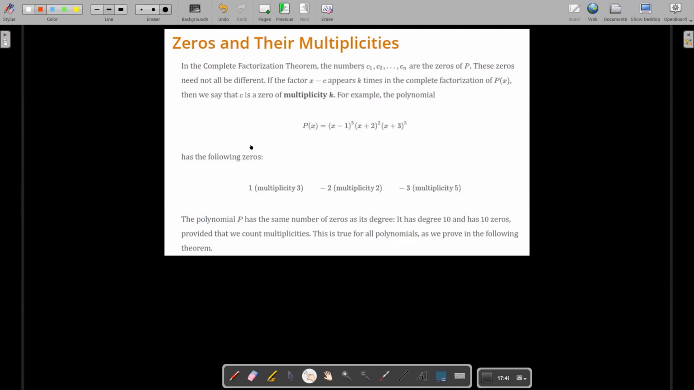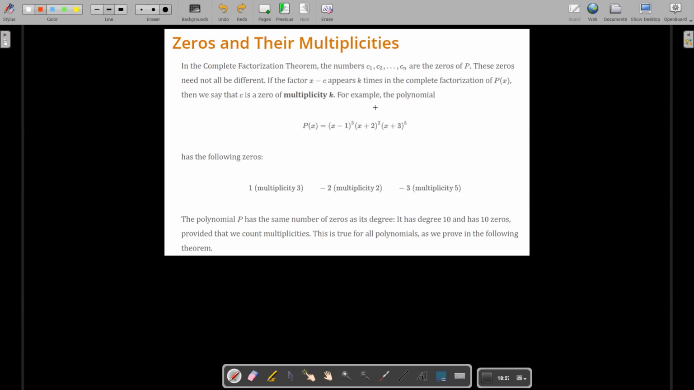All right, so zeros and their multiplicities. In the complete factorization theorem, the numbers c sub 1, c sub 2, all the way to c sub n are the zeros of our polynomial. These zeros need not all be different, and we've seen that before. If the factor x minus c appears k times, our exponent in the complete factorization, then we say that c is a zero of multiplicity k. An odd multiplicity means we shoot through the x-axis. An even multiplicity means that we touch the x-axis, or tap it.